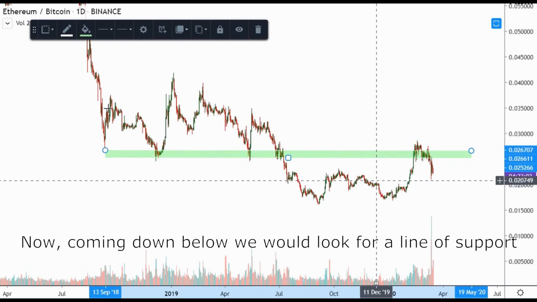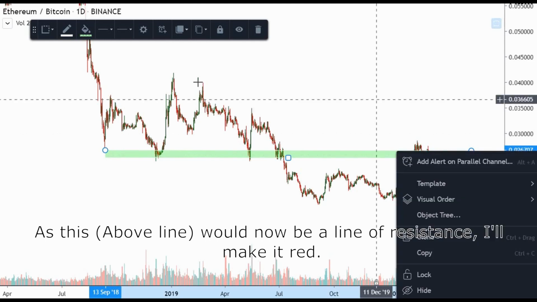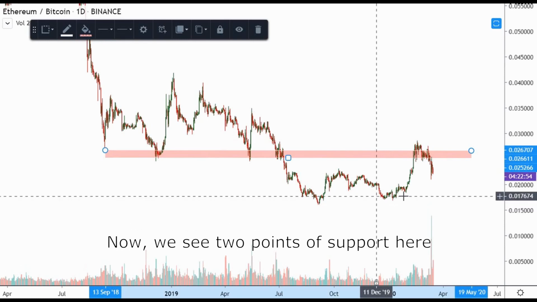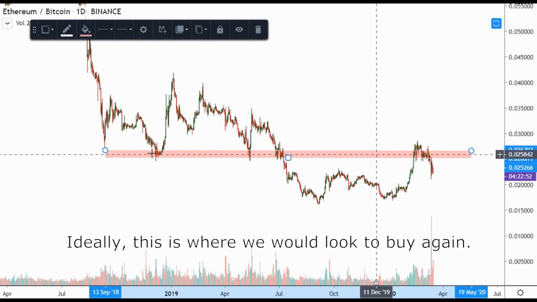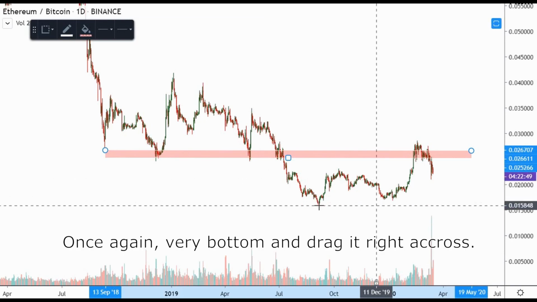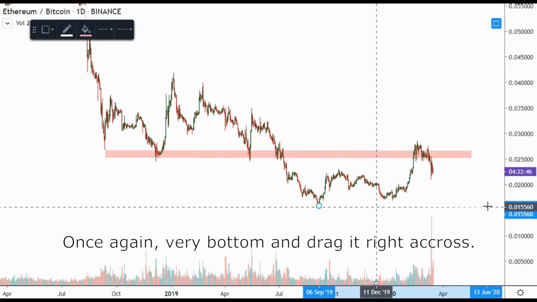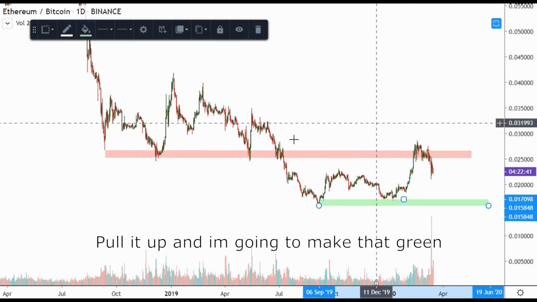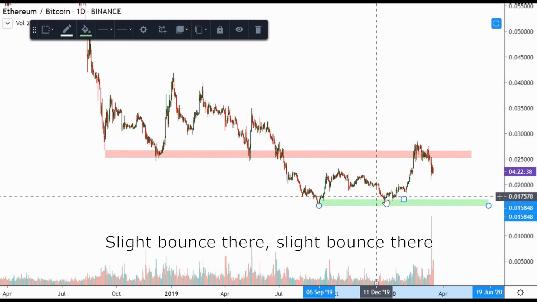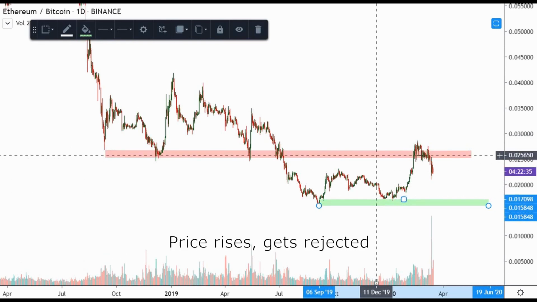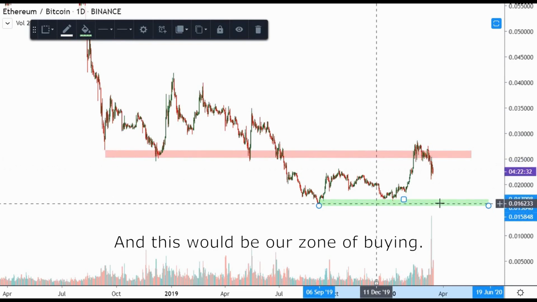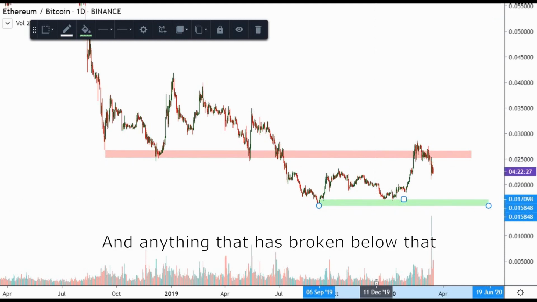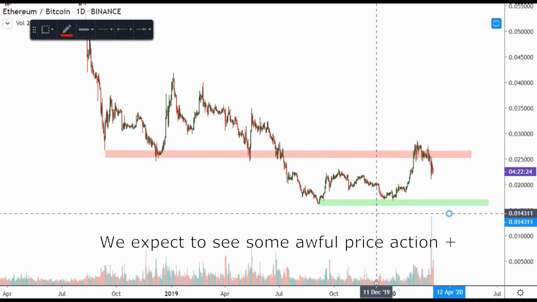Now, coming down below, we look for a line of support. As this would now be a line of resistance, I'm just going to make it red. And now we see 2 points of support here, so ideally this is where we'd look to buy again. So once again, very bottom, drag it across, pull up, and I'm going to make that green. So bounce, slight bounce there, slight bounce there, price rises, gets rejected, and this would be our zone of buying. That's what we'd hope for. And anything that breaks below that, we can expect to see some awful price action.